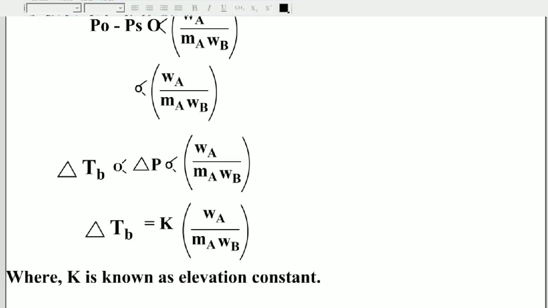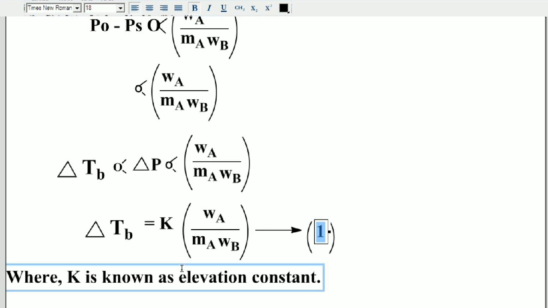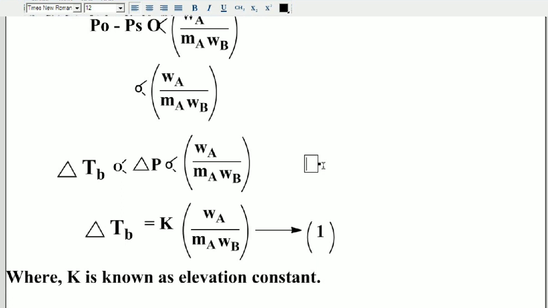Therefore, students, we can assume this is our equation number 1: Delta TB is equal to K into WA by MA into WB. This is the relation for the elevation in the boiling point. Here K is known as the elevation constant. Now students, we can apply some cases.